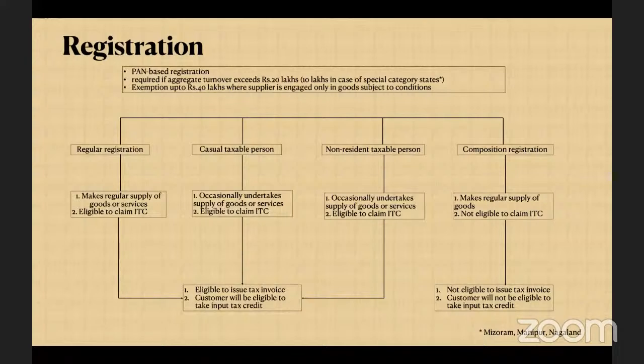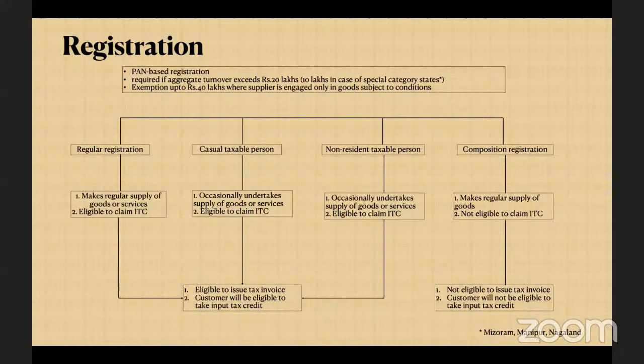To avoid this multiple compliance, since he is rendering the services only one time, the law has provided this specific registration. This casual taxable person registration is for someone who occasionally undertakes supplies, not frequently. This registration will be valid only for a period of 90 days. Beyond 90 days, this registration shall not be valid at all.